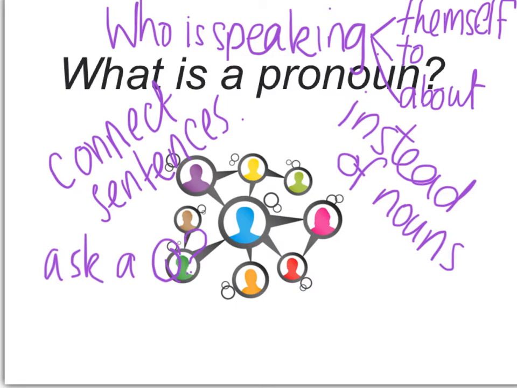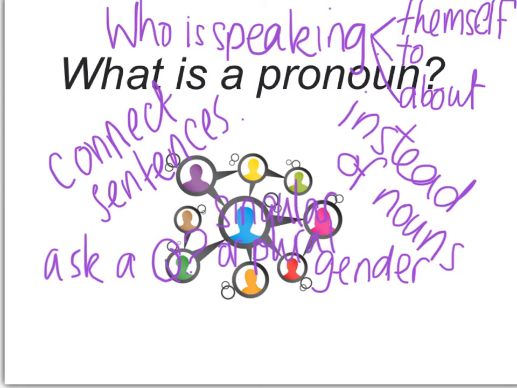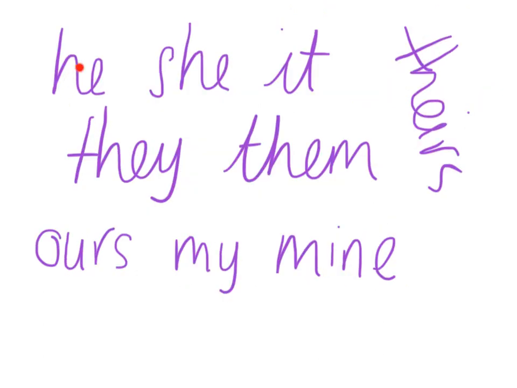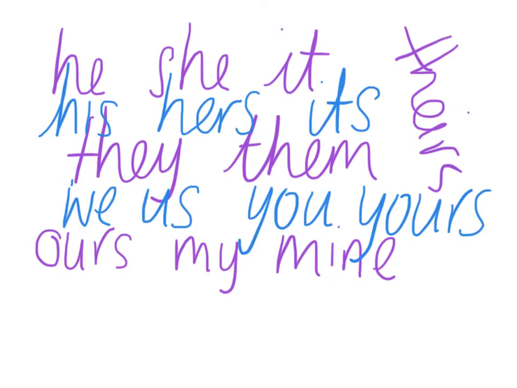All of this information, and their gender, and whether there's one of them or lots of them, is all hidden in which pronoun you choose. He, she, it, theirs, mine, my, ours, they, them. His, hers, it, we, us, you, yours. These are all examples of pronouns.